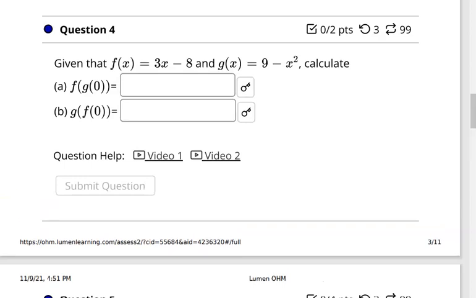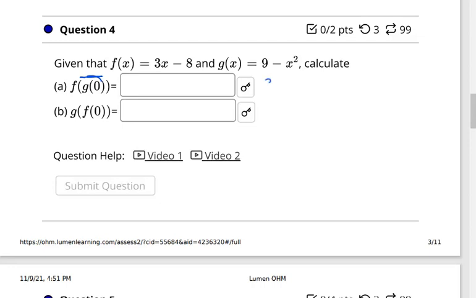And now we're given an f of x and a g of x, and we just need to calculate their values at g of 0 and f of 0. But remember, whatever g of 0 gives me, I need then to calculate f of whatever g of 0 is. So we need to calculate the inside part first. Then we'll put that inside f.